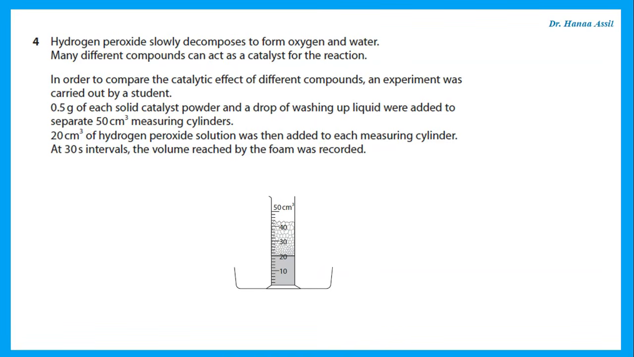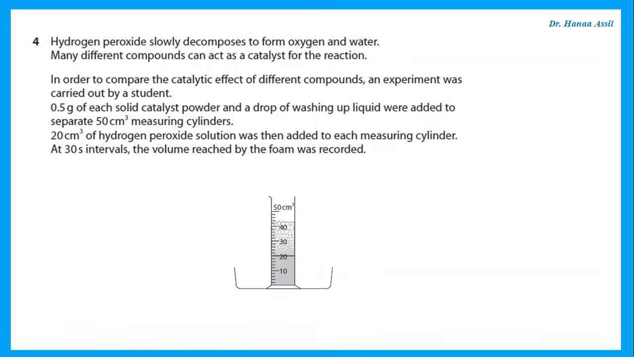0.5 grams of each solid catalyst powder and a drop of washing up liquid were added to separate 50 centimeter cube measuring cylinders. 20 centimeter cube of hydrogen peroxide was then added to each measuring cylinder. At 30-second intervals, the volume reached by the foam was recorded.